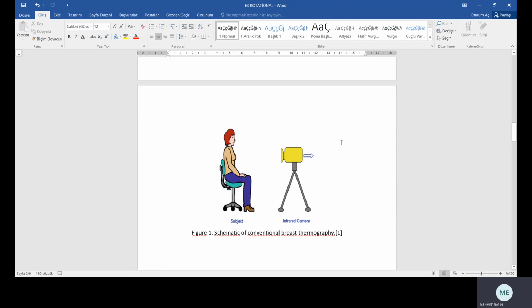In the conventional techniques for breast thermography, the patient is sitting in front of the infrared camera at a distance of between 80 and 100 centimeters. This distance is chosen so as to image the complete torso of subjects with good resolution at the field of view of the camera. The schematic representation of conventional breast thermography techniques is shown in figure 1.